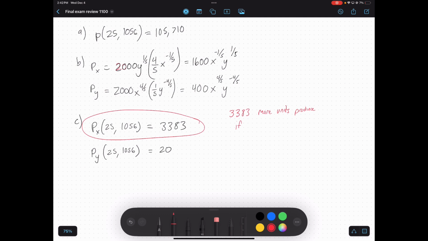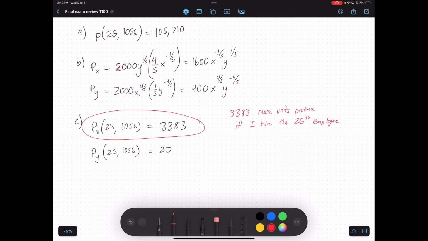And this is, of course, assuming that I'm starting at 25, right? Because what did we plug in for X? We plugged in 25 for X. So if I hire the 26th employee. Does that make sense? I already have 25 employees. If I hire one more, this is how many more units I'm going to be able to produce.